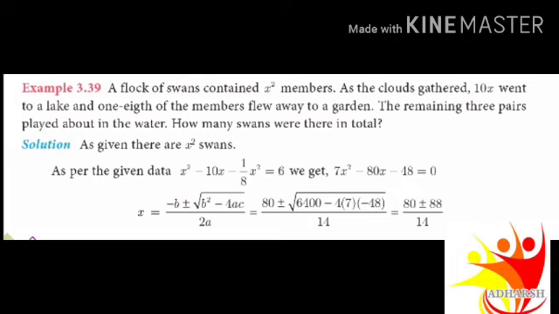So the total number of swans is x square. The given data is 10x went to the lake, and the second one is 1/8 of the members flew away to a garden.